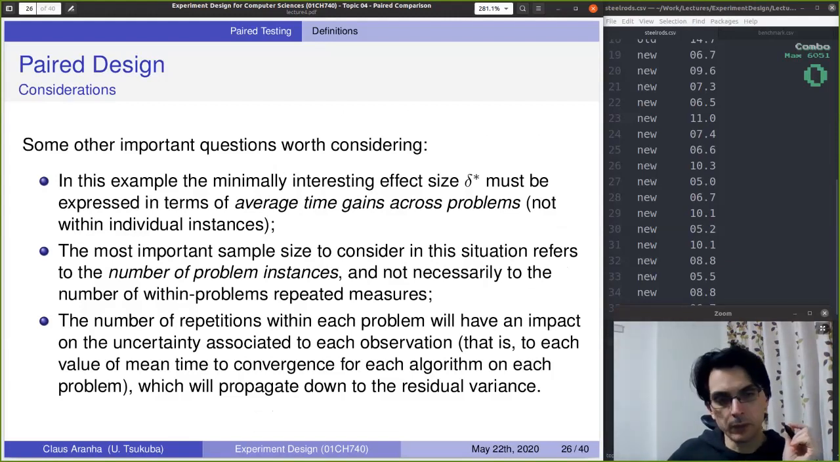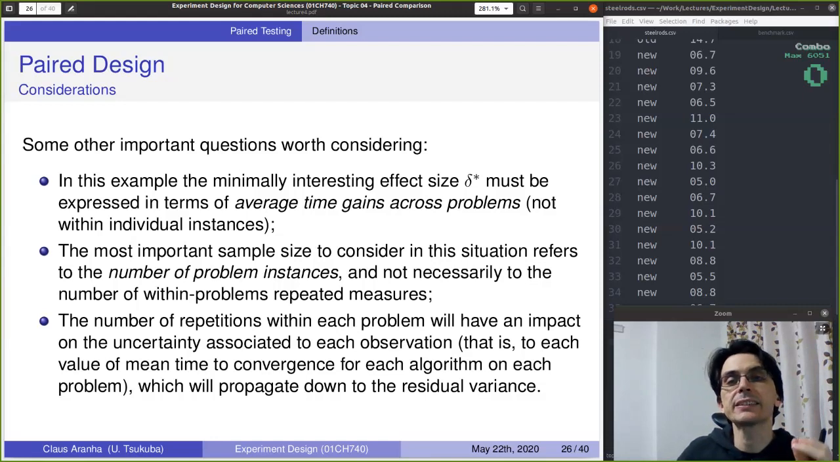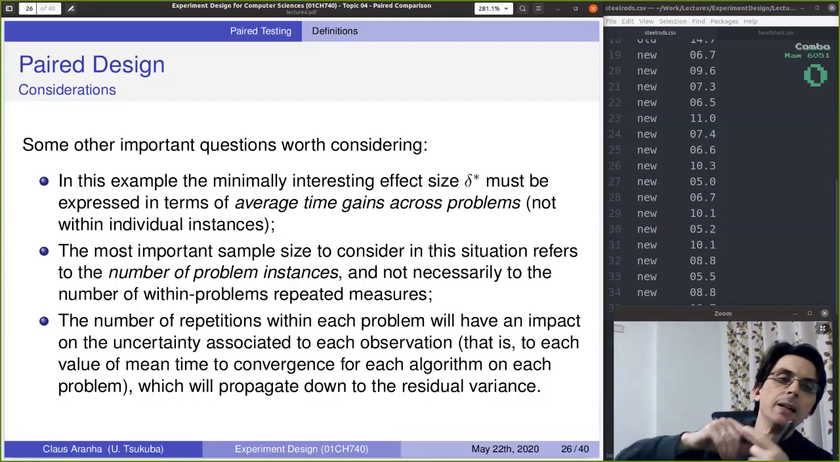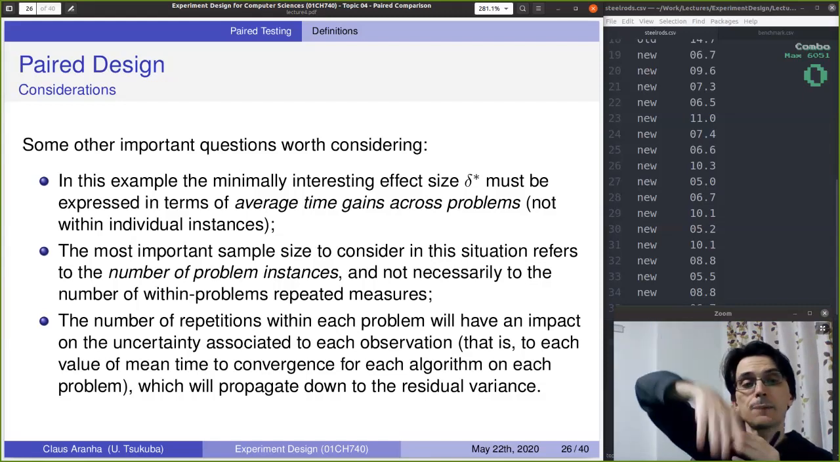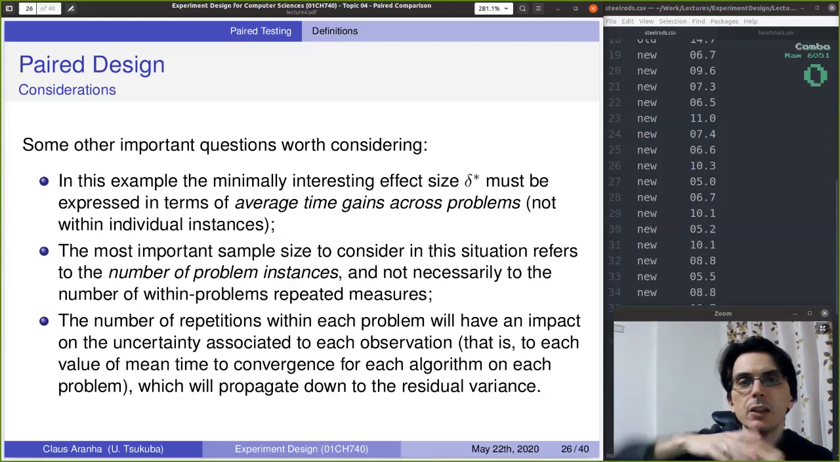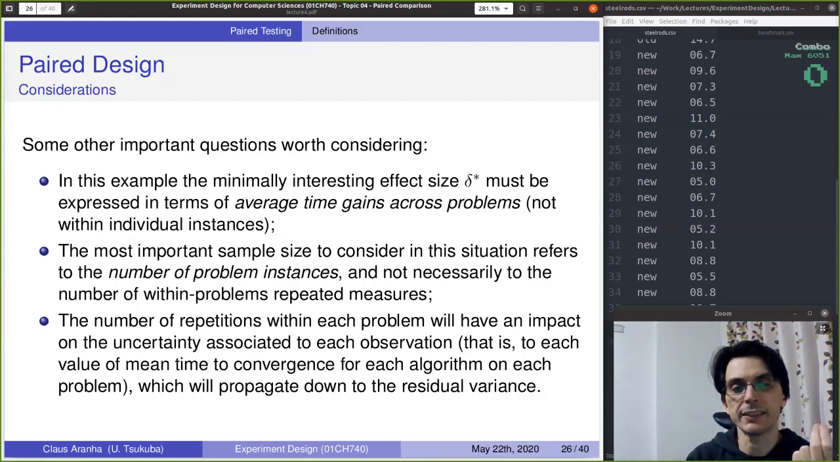Okay, some things to notice again. In this example, it's very important to determine the minimal interesting size as the average time gains. So for instance, we cannot say just five seconds, because maybe for a small problem, 5 seconds is a huge difference. And for a big problem, 5 seconds is a very small difference. So our interesting effect size here must be something relative. For instance, we want to gain on average, I don't know, 2%. So our algorithm needs to be 2% better than the old algorithm for this effect to be actually interesting, okay?